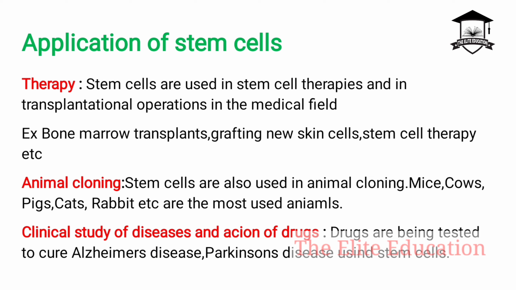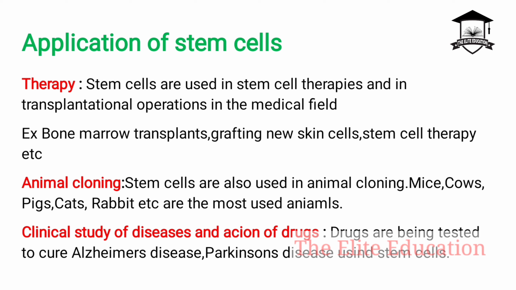So why are these stem cells useful? Why are these being extensively studied? So there were some major applications that were discovered. The first one is therapy. Stem cells are used in stem cell therapies and transplantational operations in the medical field. Example is bone marrow transplantations that are given for the ones who have cancers. Usually, it is done. Grafting new skin cells, and the stem cell therapy.